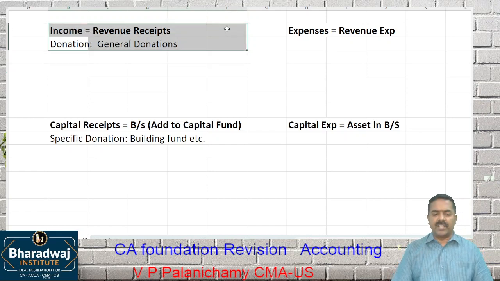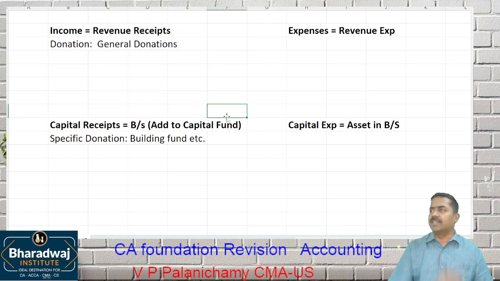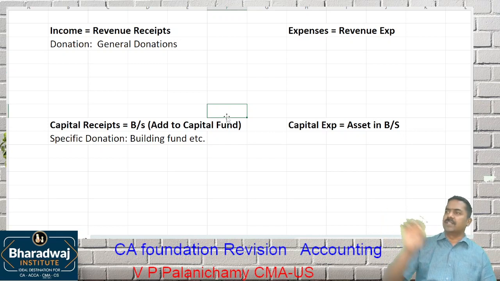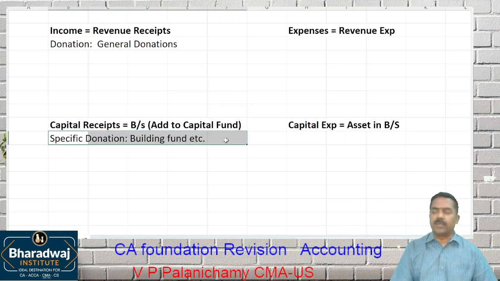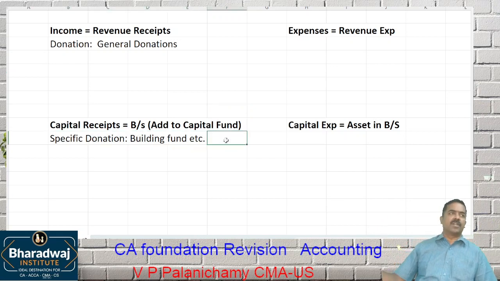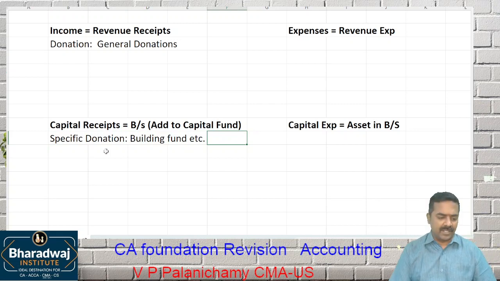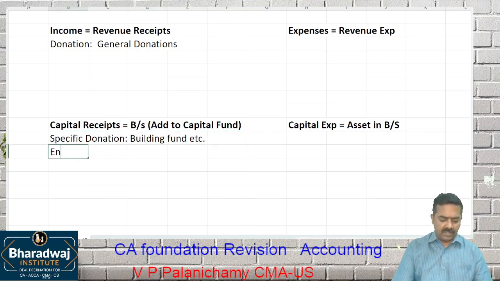They are called general donations. Why are they taken as income? With that only they run the organization. Otherwise, the money that is received will be spent on food and other things, maintenance, etc. If a specific donation is made, for example, a person contributed money to construct a building, can you use it for day-to-day expenses? No. That's why specific donations are taken to the capital fund.